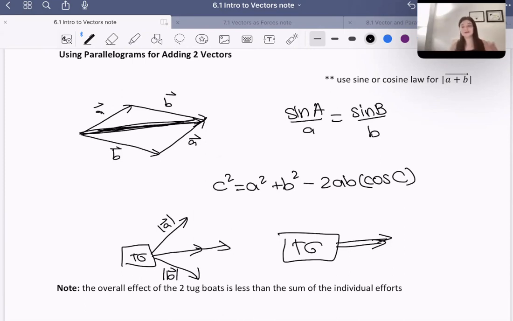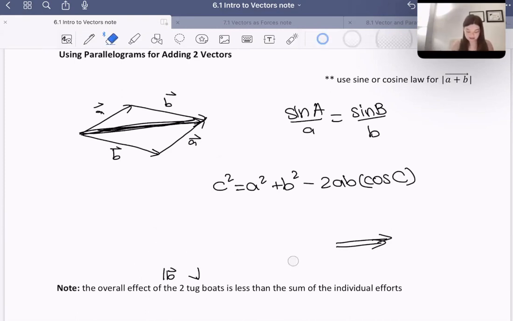And that's a common mistake I see students make all the time. They'll think, oh, I can just add these things together and it'll all work out. Well, no, that's not quite right.